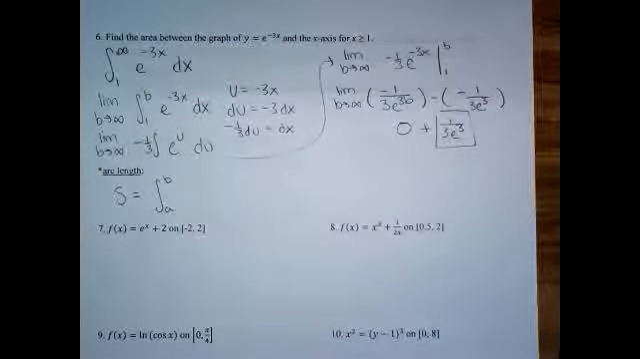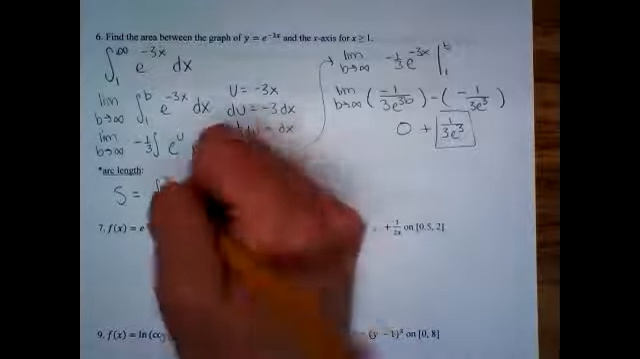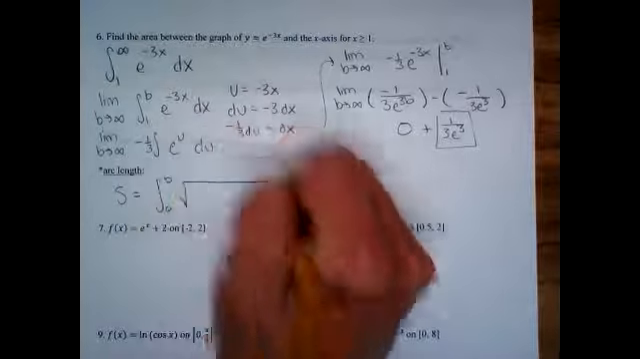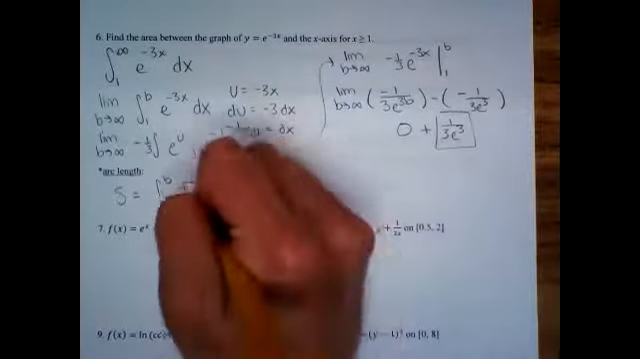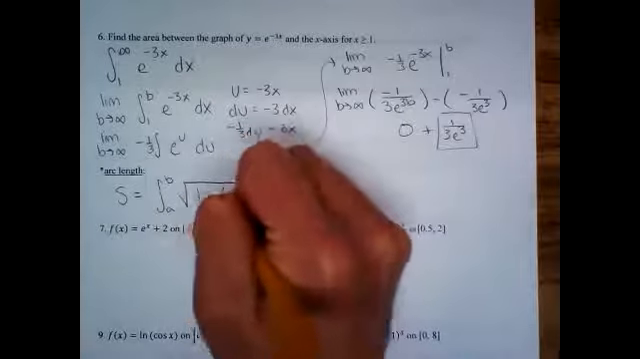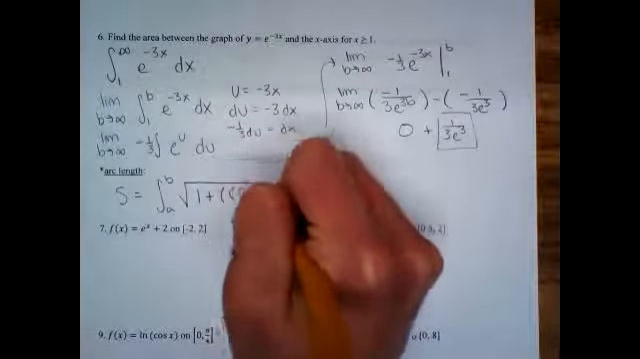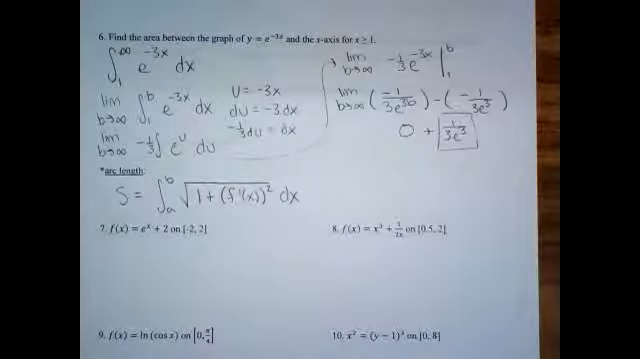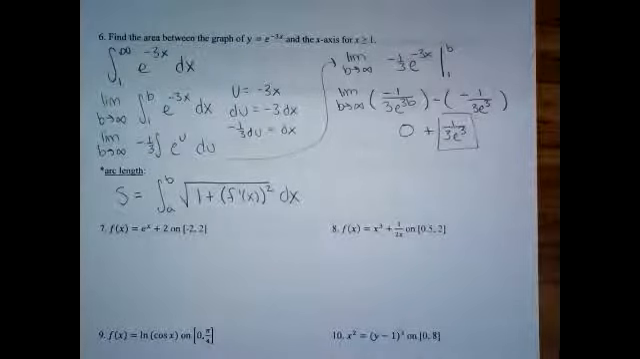So it's integral from, and they're going to give you the starting point and the ending point, and then it's this great big square root, and it is 1 plus the derivative squared dx. So there's one more thing for you to memorize. All right, I know. Big old square root 1 plus the derivative squared dx.